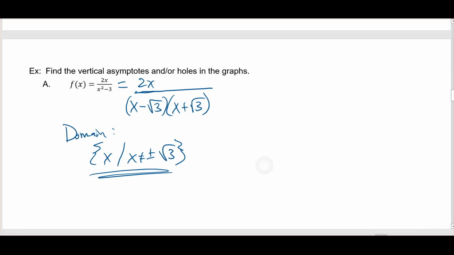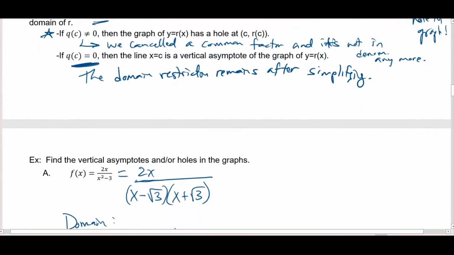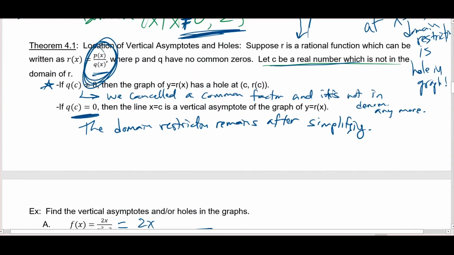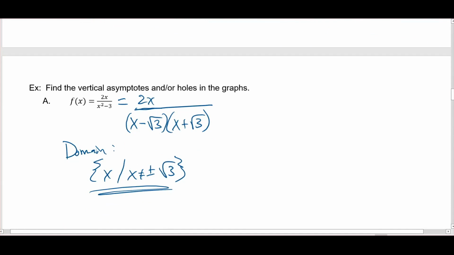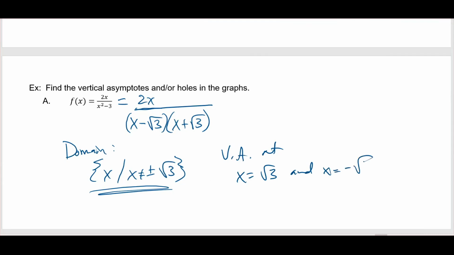Okay, so now we go look back at our function and we say, hey, can I cancel anything? Well, we can't cancel anything. So that means we're in that form that we had in the nice theorem here, right? We have it in reduced form. So if it's reduced, and these domain restrictions still remain, these are vertical asymptotes. So we have vertical asymptotes at x equal square root of 3 and x equal negative square root of 3. So these are vertical lines, right? We're giving equations for vertical lines. Okay, so we found vertical asymptotes and there are no holes. And we know this because we didn't cancel anything.